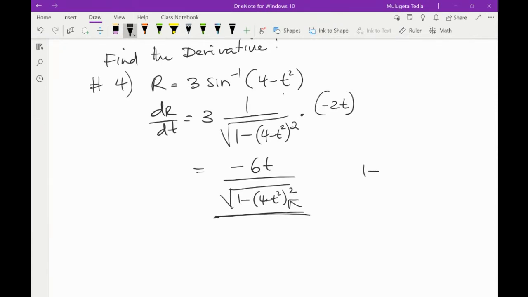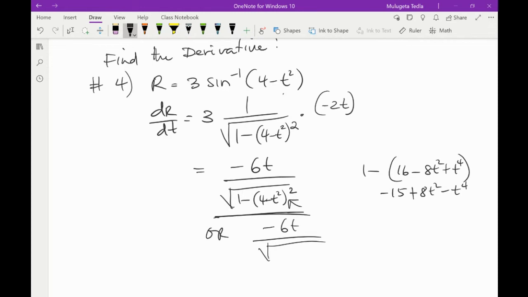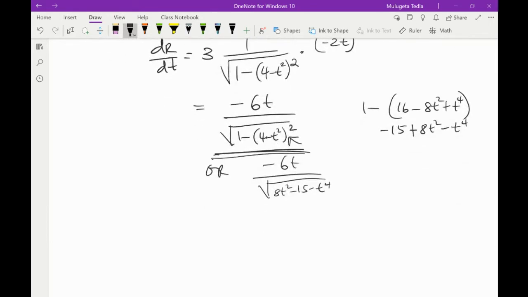If you do, how do you FOIL this? 16 minus 8t squared plus t to the 4. So it would be negative 15 plus 8t squared minus t to the 4. You could have replaced the whole inside like that, so it's negative 6t over square root of 8t squared minus 15 minus t to the 4. You can say that. But I prefer this.